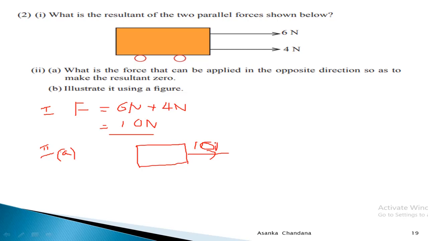10 Newton. Therefore there is a resultant of 10 Newton here. If we want to stop this object, the resultant has to become 0. For this we have to supply a 10 Newton force in the opposite direction. The question asks what force can be applied in the opposite direction so as to make the resultant 0. To make the resultant 0, we have to apply 10 Newton in the opposite direction.